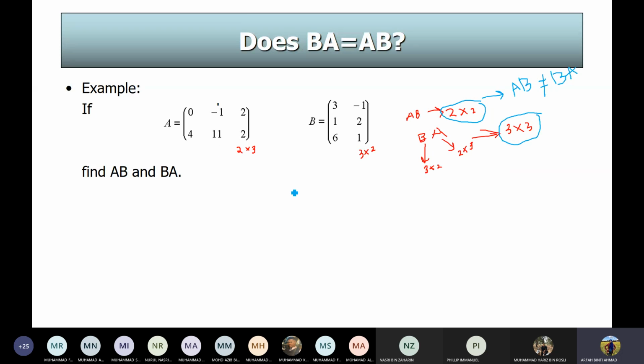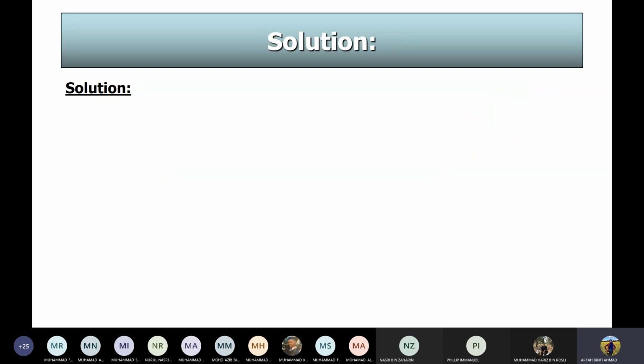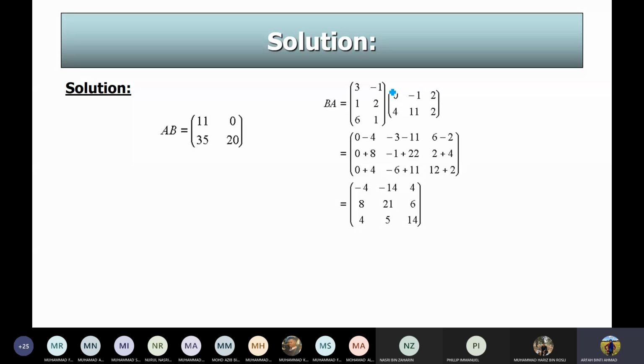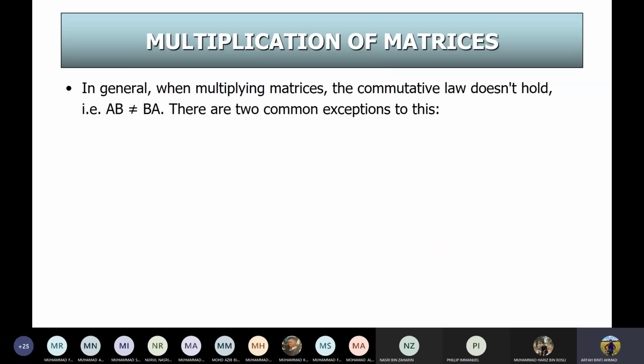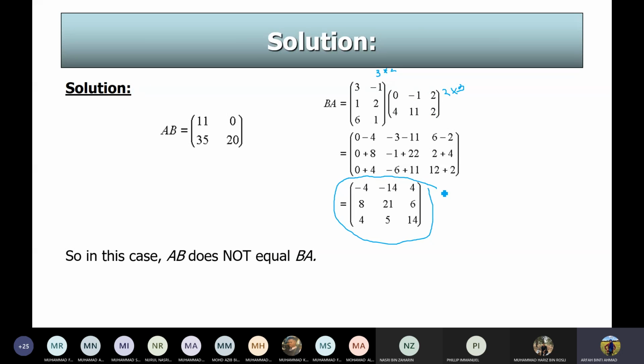Okay. So tengok dia punya solution. First awak dapatkan matriks A darab B akan sama dengan jawapan tadi yang kita dah kira 11, 0, 35 darab 20. Dan B darab A, yang ini B tadi 3 kali 2 darabkan dengan A 2 kali 3. So you akan dapat jawapan dia sama dengan this one. Yang ini matriks B darab A. So in this case, AB does not equal to B darab A. So boleh salin jawapan untuk B darab A.